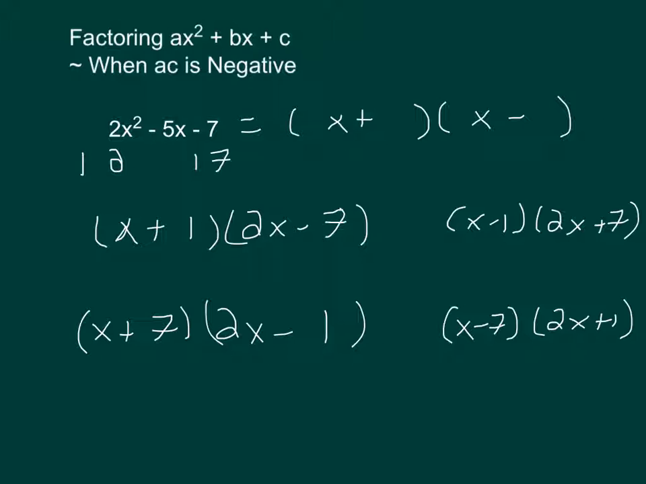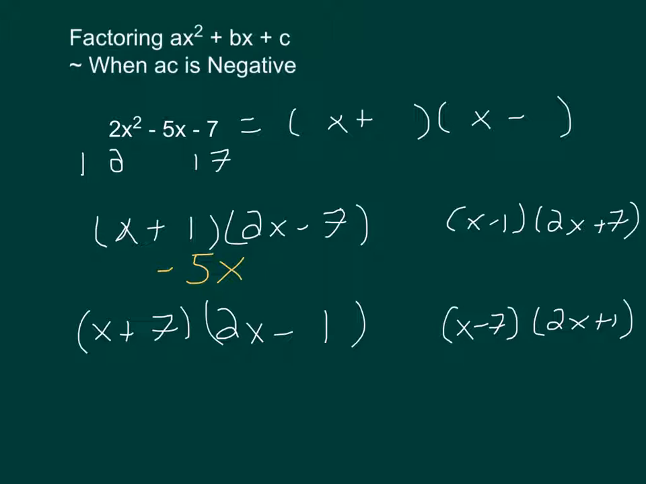Those are the 4 different ways that I can multiply and end up with 2x squared when I do my firsts, and negative 7 when I do my lasts. Those are the only different ways there. So once again, I just check for the middle term by combining the outside and inside products. This is negative 7x plus 2x, and negative 7x plus 2x is negative 5x. Wow, we're done. We don't even need to go any further. We've got it done already.